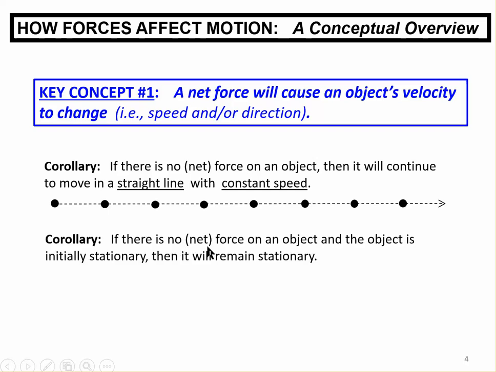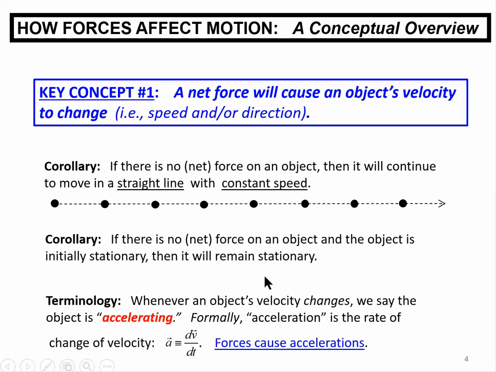If there's an object which is initially at rest and there's no net force on the object, then the object is going to remain at rest. So again, both of these things are simply saying that a net force on an object will change the speed or direction of the object, and if there is no net force, the object's speed isn't going to change, and whatever direction it's currently moving in, that won't change either.